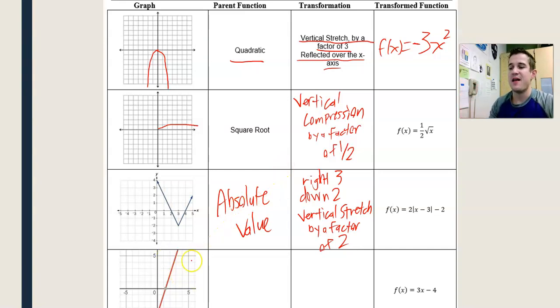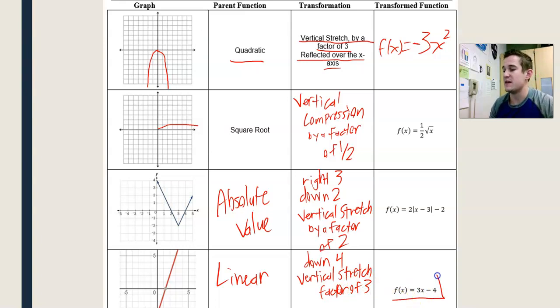Okay. This last one, this is just a line, so this is a linear function. And if I didn't have a 3 here, this would just be shifted down 4. Since there is a 3 here, I describe that as a vertical stretch by a factor of 3. Some of you may look at this linear function and recognize that 3 as what the slope of this line would be.